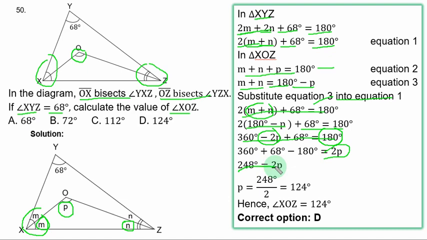Divide both sides by 2. P is equal to 248 degrees divided by 2, and that is 124 degrees. Hence, angle SOZ, that is equal to P, is 124 degrees. By this, option D is the correct option.